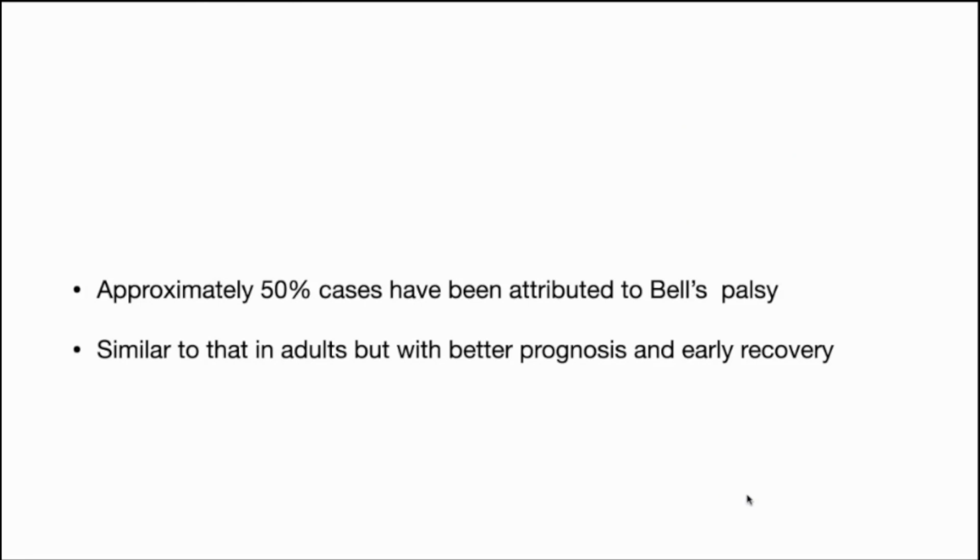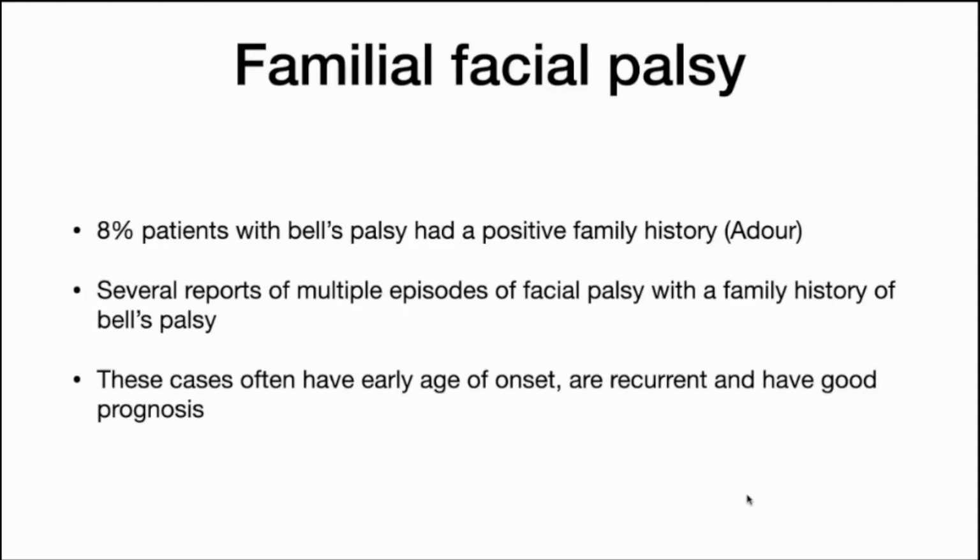About 50% of cases have been attributed to Bell's palsy. It is similar to adults, but it has a better prognosis and an early recovery. There is also a condition called familial facial palsy. What is it? In a study, 8% of patients with Bell's palsy had a positive family history. Maybe their mother, sisters, or grandmothers all had a history of facial palsy. With several reports of multiple episodes of facial palsy and a family history, a Bell's palsy patient is labeled as having familial facial palsy. These cases often have an early age of onset, are recurrent, and have a very good prognosis.